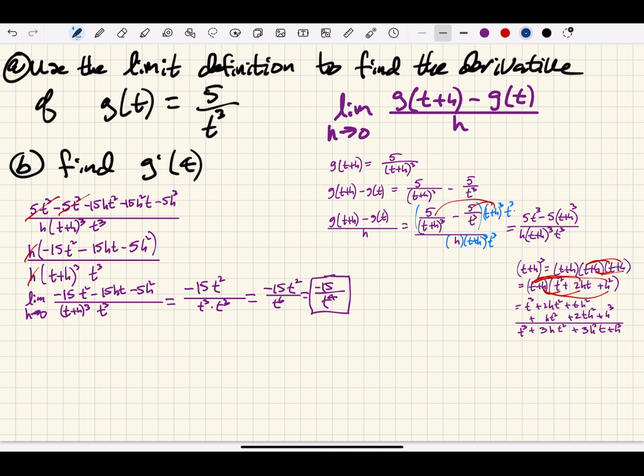To find the answer to the b part, g prime of 4, we would substitute 4 for t in the derivative. So negative 15 over 4 to the 4th power, which will be negative 15 over 256.